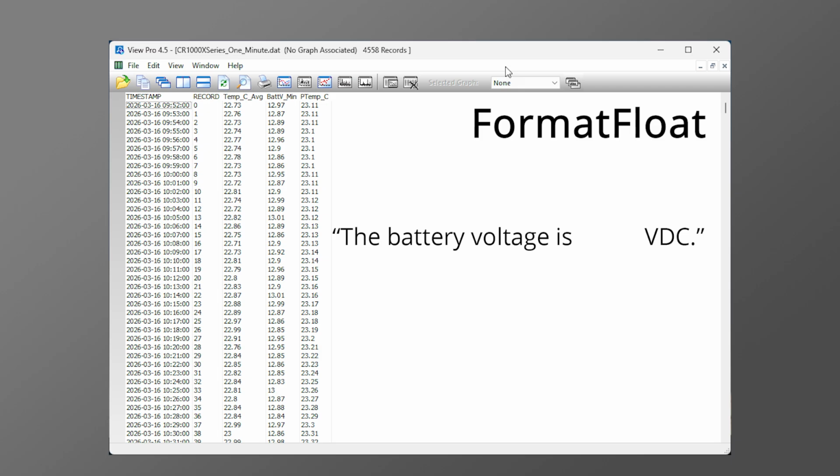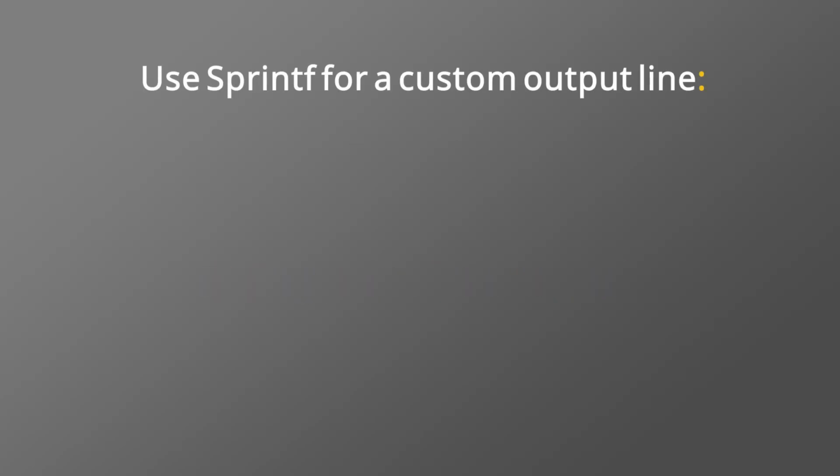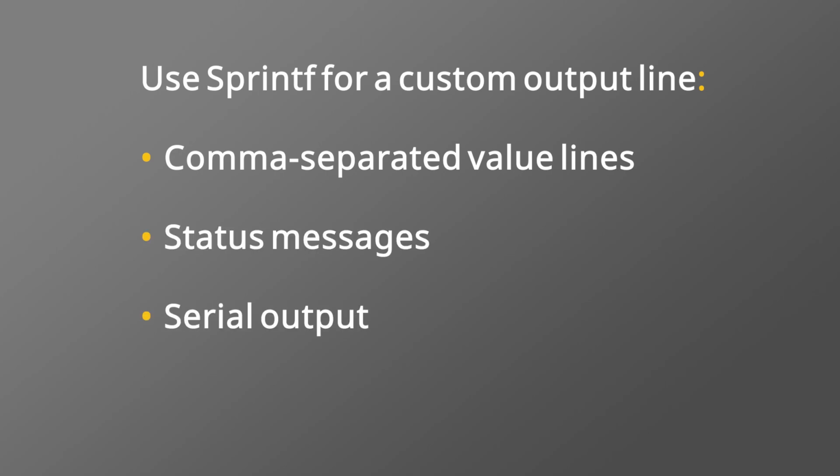In part 1 of this series, I showed how to use FormatFloat to convert a single float value into a string. In this video, I will show how to use Sprintf, which is short for string print formatted, to create a complete text string using multiple values in plain text. Sprintf is useful when I need to create a custom output line, such as a comma-separated value record, a status message, or a text string for serial output or database ingestion.